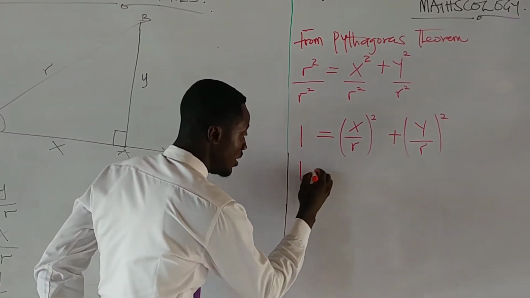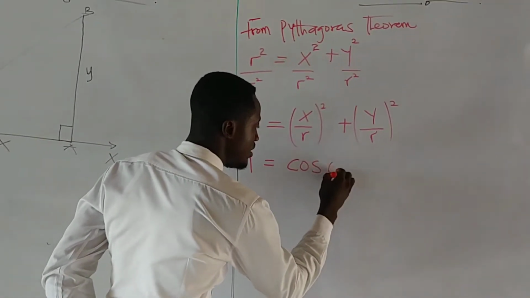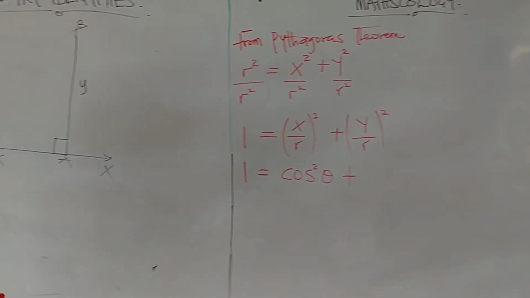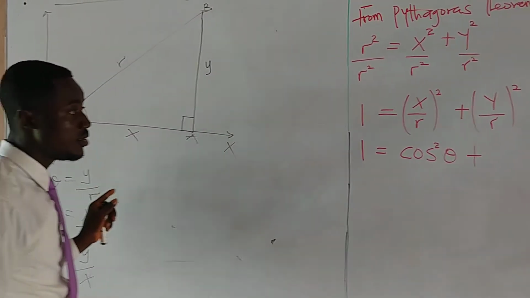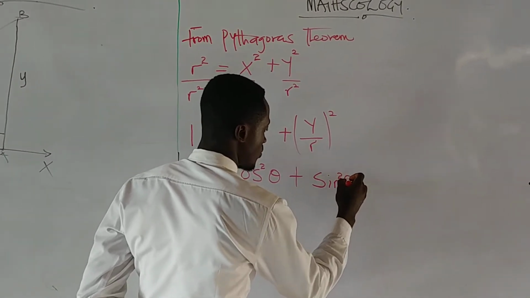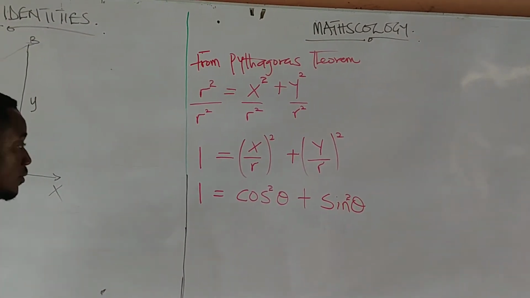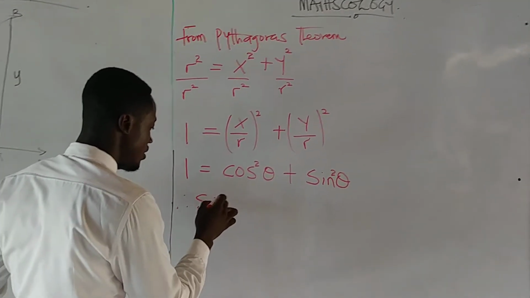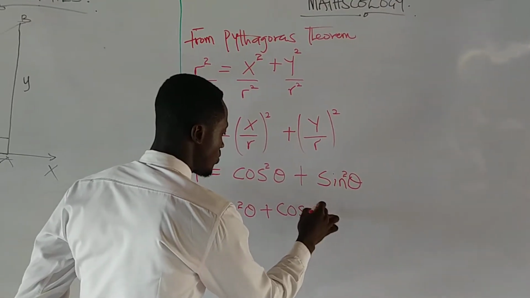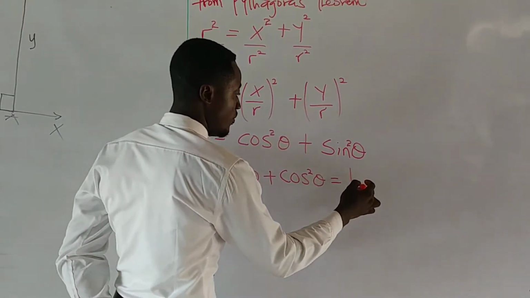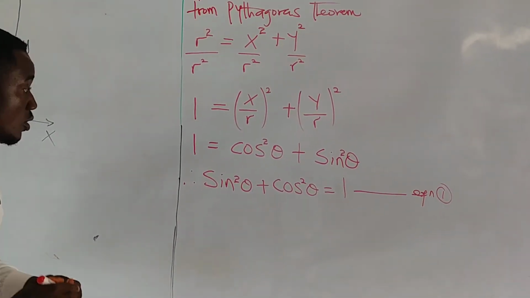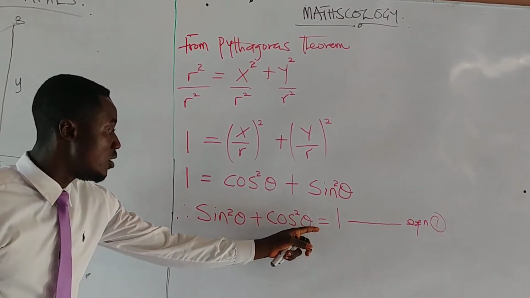So we have our 1 here. We go to cos theta squared. You bring the square plus y on r. Y on r is sine theta. So write sine theta squared. So now you say that sine theta squared plus cos theta squared is equal to 1. First equation or first identity. So sine theta squared plus cos theta squared will be equal to 1.